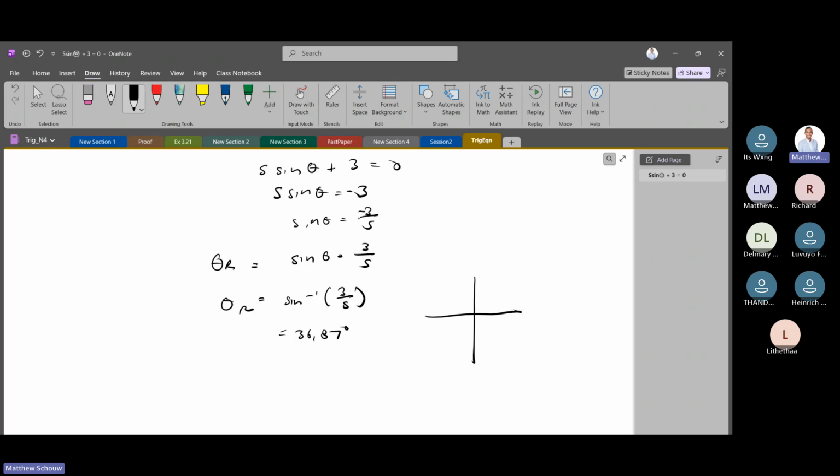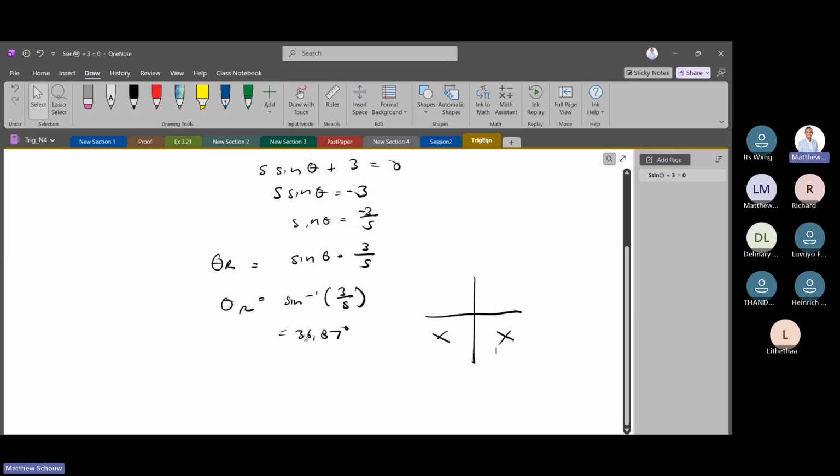In this case, we want to look where sine is negative, and sine is negative over here and over here, as you know. Is that clear to everyone? Yes, sir. Perfect. So again, you don't put -3 over 5 in the calculator. You can do that, but just don't do it. You do 3 over 5, you get an angle.